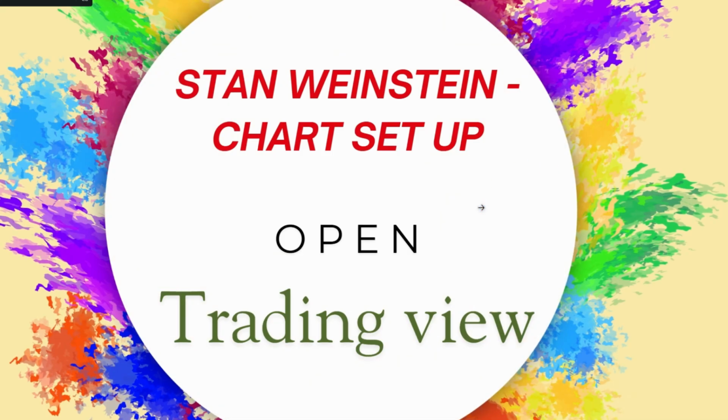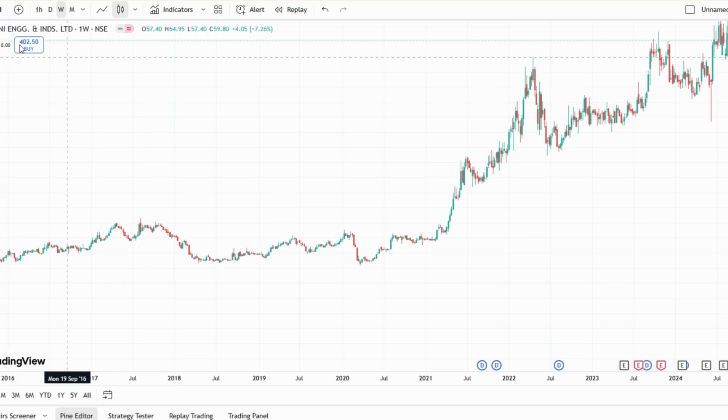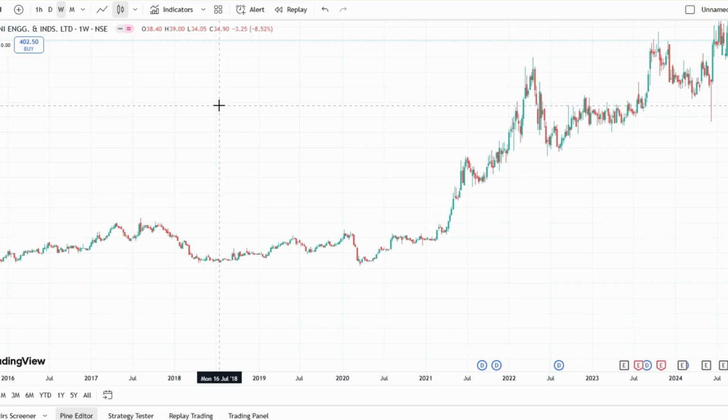So now we are going to see how we can set up the chart according to Stan Weinstein's framework. For that we have to open TradingView. I had already opened this. So open TradingView and change the time frame to weekly. For this we need 3 indicators. The first indicator is moving average, the second indicator is relative strength, and then we will be needing volume.